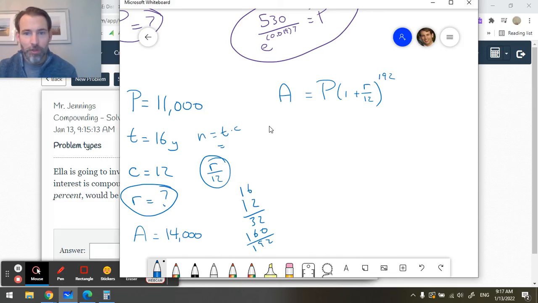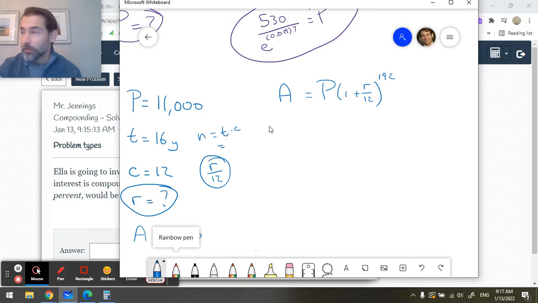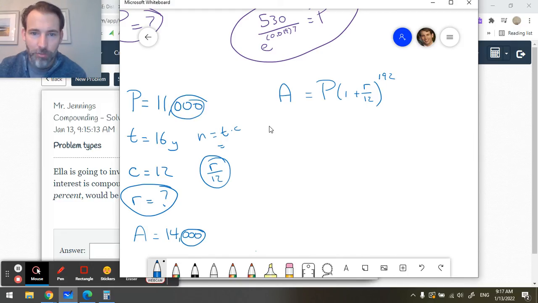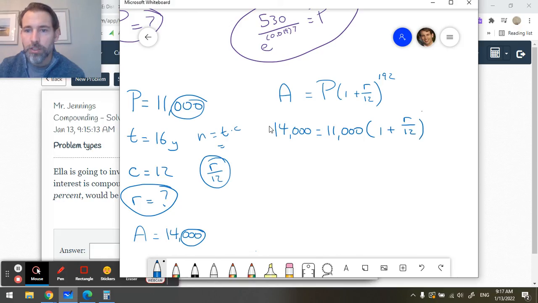Okay, so let's write down everything that we know. Let me just erase some of that really rough work there. The amount is 14,000 equals 11,000 multiplied by 1 plus r over 12 raised to the power 192. This is what we're trying to solve.